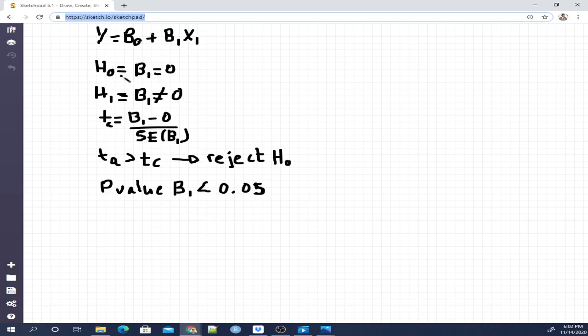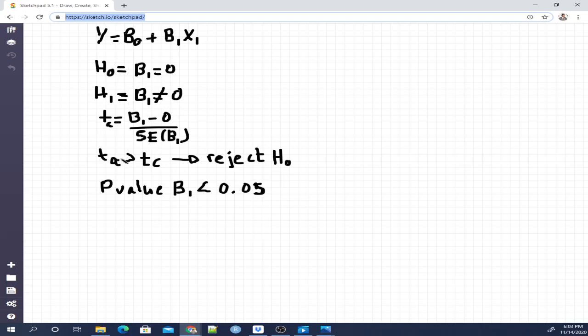Now, the way to test that is to set up first something called a null hypothesis. This is called a null hypothesis: beta 1 is equal to 0, and then the alternative hypothesis, which is that beta 1 does not equal 0. To determine which one of these hypotheses is true, whether H0 is true or H1 is true, we're going to calculate the t-statistic. The t-statistic is calculated by beta 1 minus 0, whatever the value is over here, divided by the standard error of beta 1.